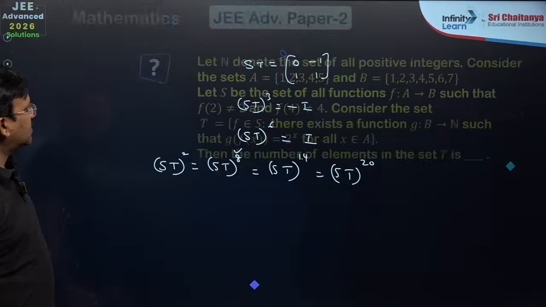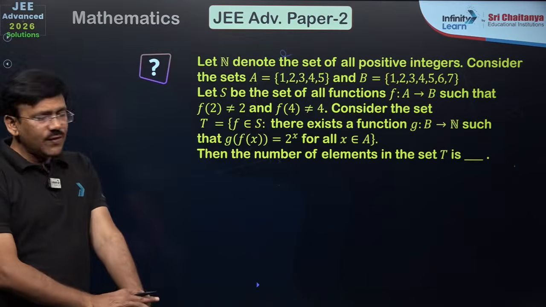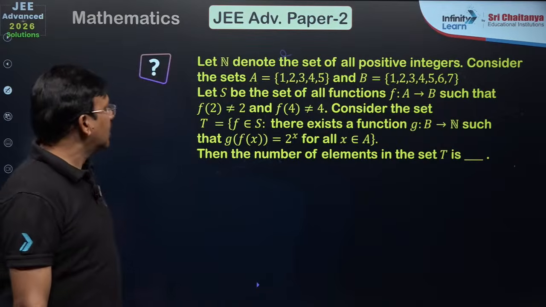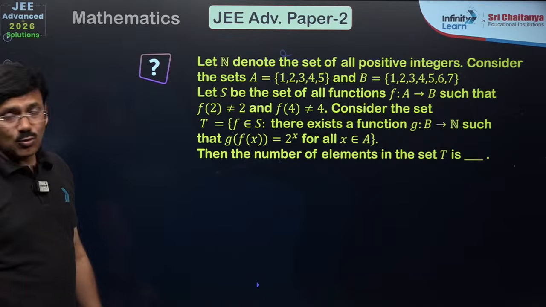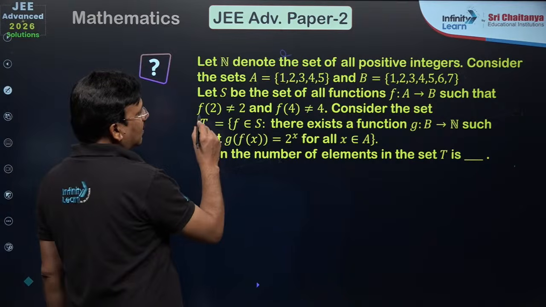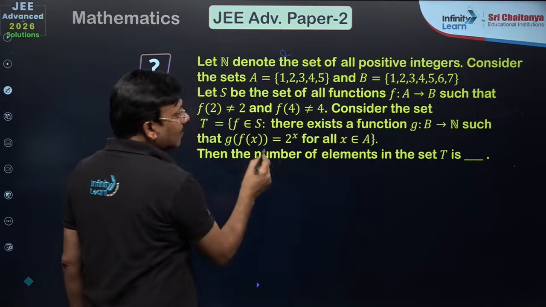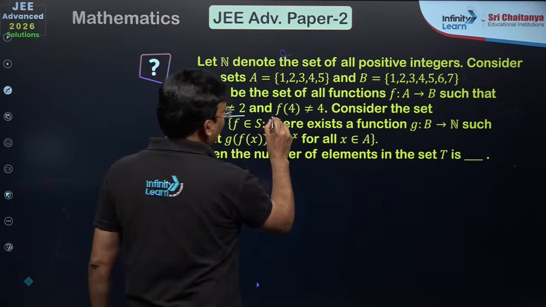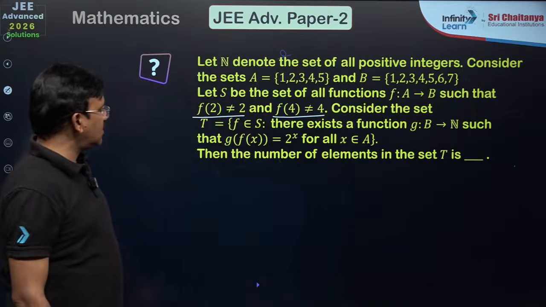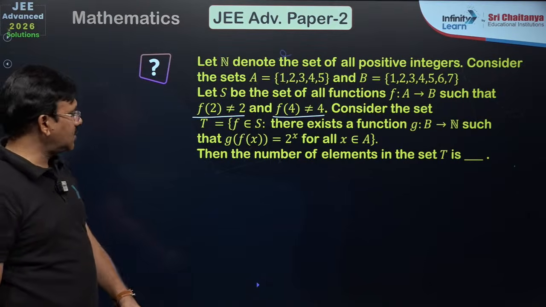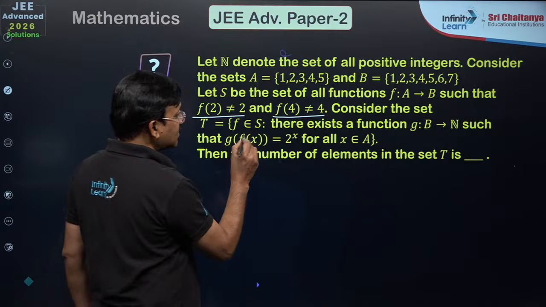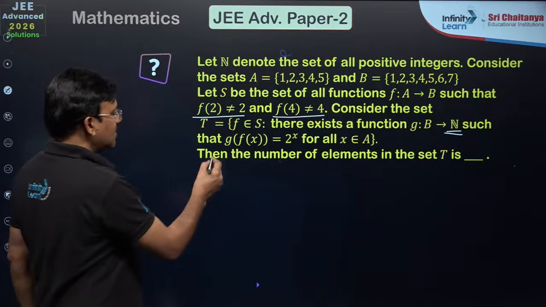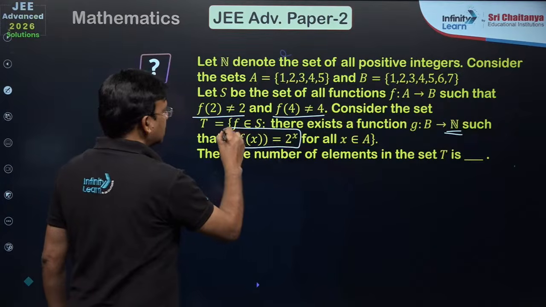Correct? Then next, friends. So we've done single correct answer type questions and multi correct answer type questions. Coming to the next part, in this question, f denotes a function from A to B, but f must be like f of 2 not equal to 2, f of 4 not equal to 4. Consider he is taking the set of all such functions, but you must observe that g is a function from B to N. Output can be any number. G of f of x is 2 power x.